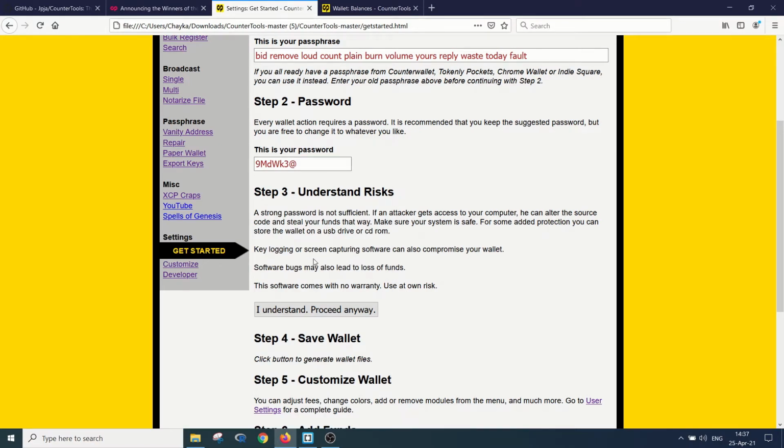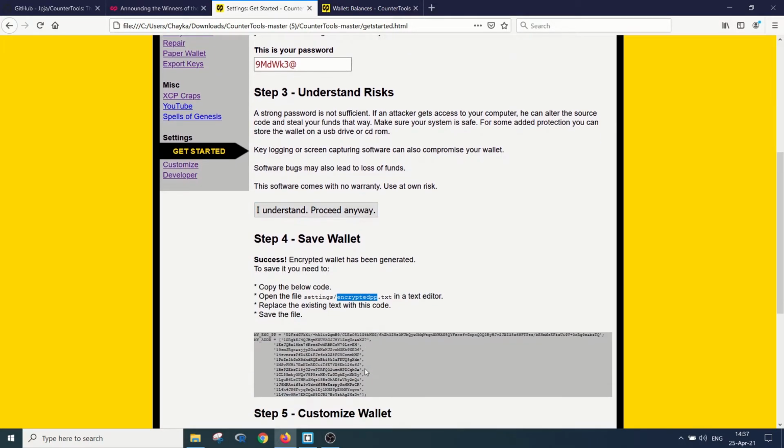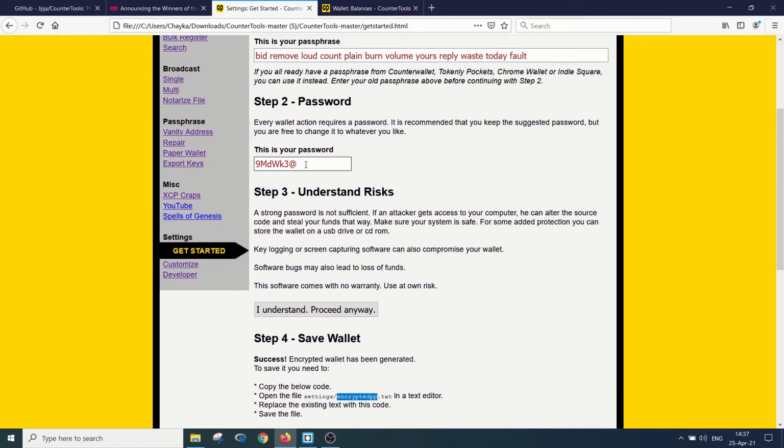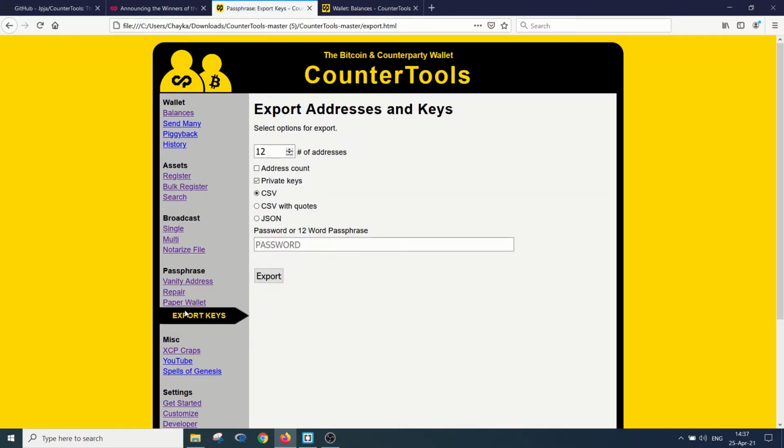Anyway, so I do have my passphrase encrypted. In my case, it's in a file called this, but it doesn't matter. I only need to figure out what my password is. So let's go to export keys. They ask for my password. I can enter it manually, but there are too many combinations. I will never be able to enter it manually. So I have to have an automated way of trying a lot of passwords until I find the correct one.